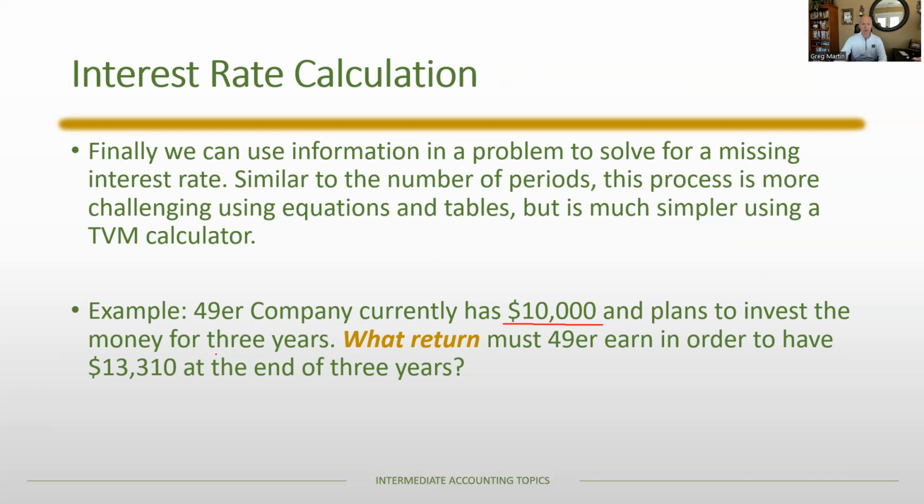They invest the money for 3 years. At the end of 3 years, they get $13,310. So, what return did they get? And when we talk about return, we mean annual return. What was their annual or periodic return?